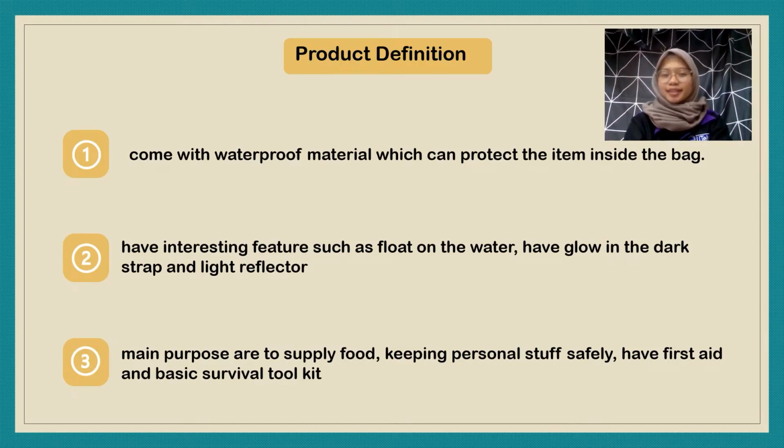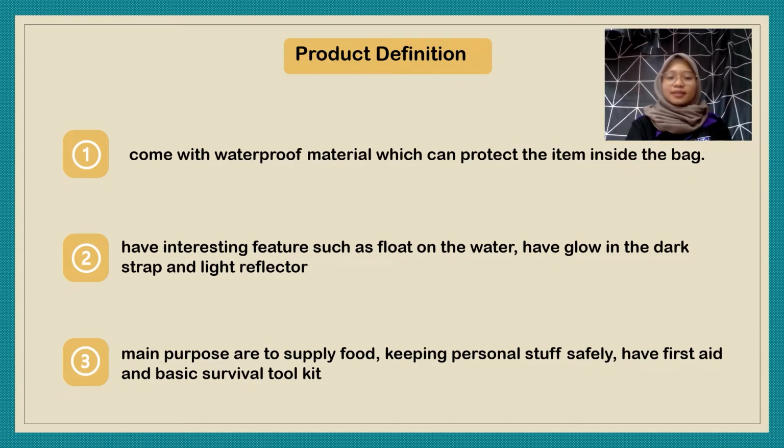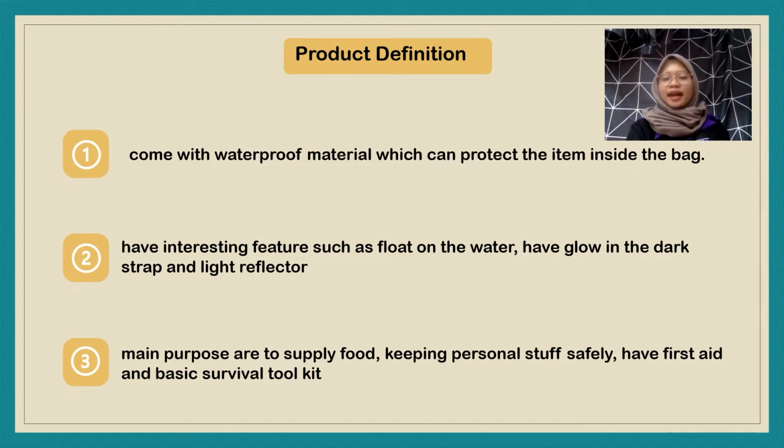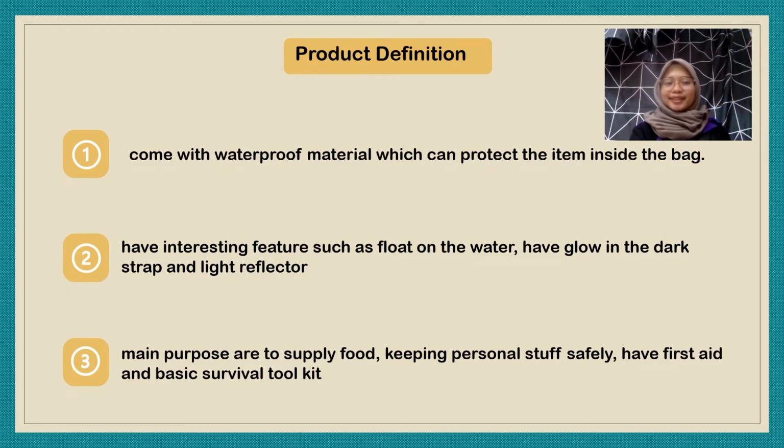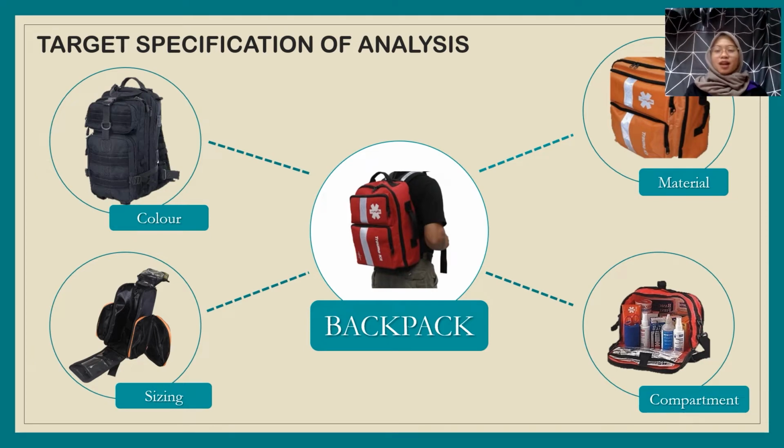Product definition. An emergency durable backpack comes with waterproof material which can protect the items inside the bag. Next, the bag also has interesting features such as floating on the water, glow in the dark, strap and light reflector. And lastly, the main purpose is to supply food, keep personal stuff safely, and have first aid and a basic survival toolkit.